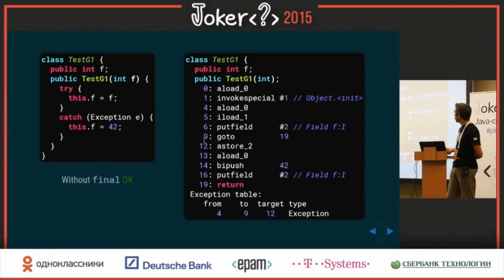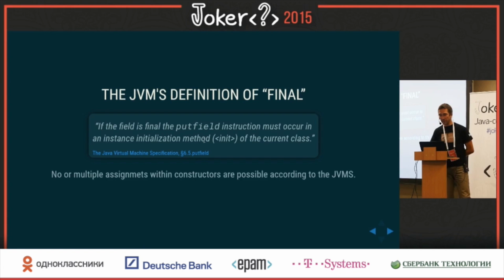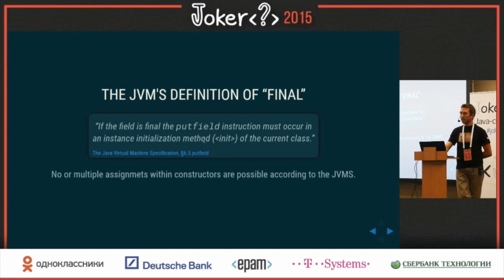Here is the bytecode of this Javac program. So the thing is now, when we put a final here, the compiler will complain, as I showed you in the previous example. But the funny thing is, we can still write that in bytecode. So we can generate valid bytecode, which will be executed in a virtual machine for this invalid Java code. And this is because the JVM's definition of final is slightly different from the Java definition.